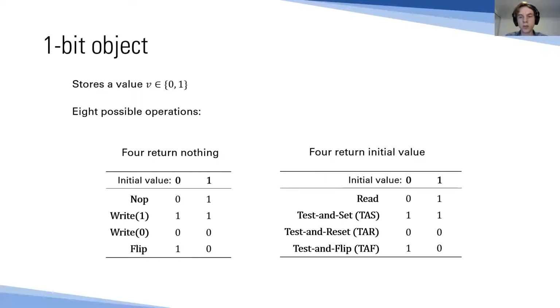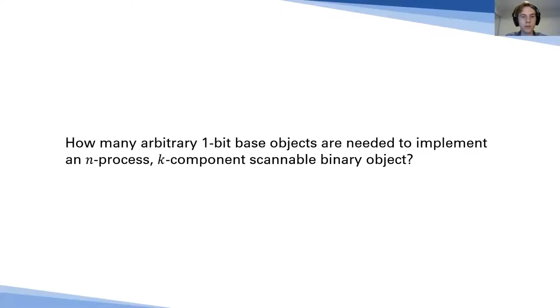The other 4 operations affect the value of the object in the same ways as the 4 on the left, but they also return the value that the object had before the application of the operation. So for example, the test-and-set or TAS operation does the same thing as write 1, in that it sets the value of the object to 1, but it also returns whatever value the object had before the TAS was applied.